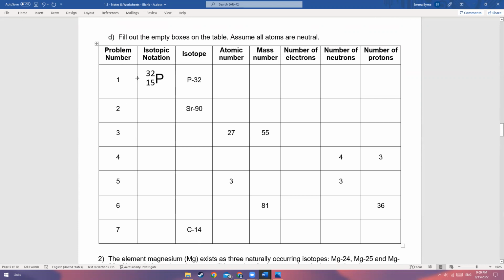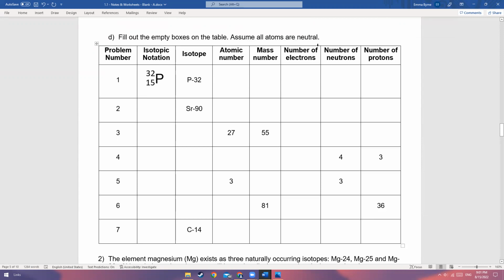So they essentially give us part of the puzzle for each row of this table, and they want us to fill in the rest. So we start with that isotopic notation. If you'll recall, we've got the atomic symbol, we've got the atomic number in the lower left, the mass number in the top left, and sometimes there's a charge here in the top right corner. However, here there is not, because here we are assuming all atoms are neutral.